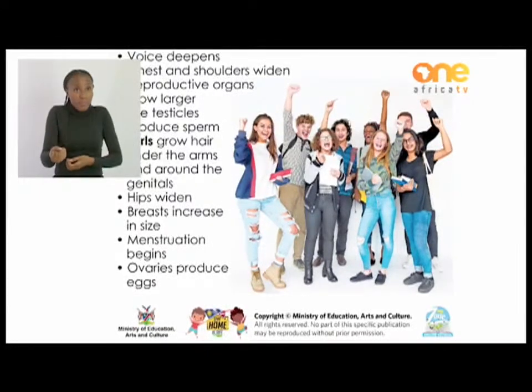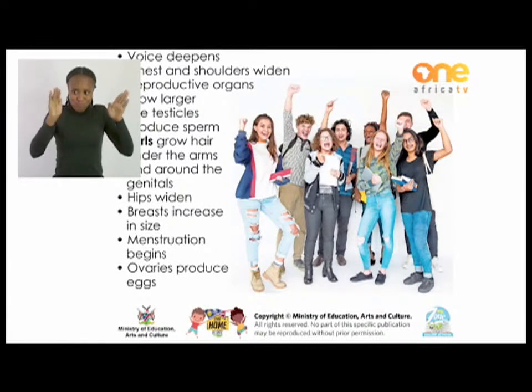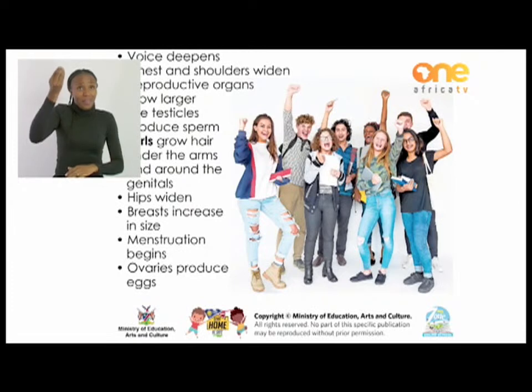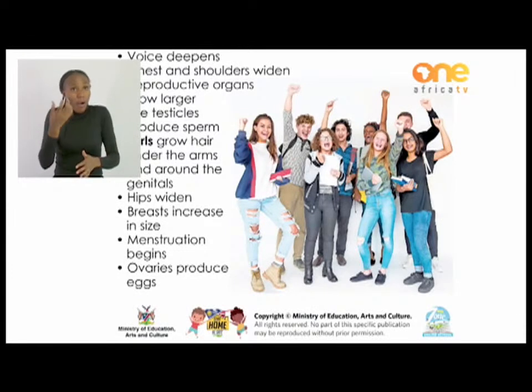The girls grow hair under the arms and around the genitals. It means under their armpits they grow hair and also around their reproductive parts. Their hips, the sides of the hips, become wider, it moves out of the body. They start with the menstrual periods, or menstruation begins. They are going to have their monthly period every month. And also their ovaries, which you can't see. You will learn more about that at a later stage. The ovaries start to produce eggs. Those are the characteristics of adolescents or teenagers.